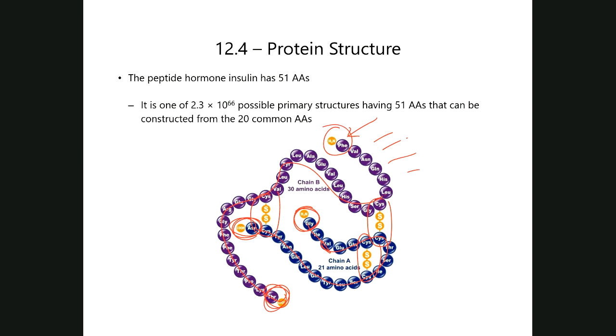Interestingly, 51 amino acids gives 2.3 times 10 to the 66 possibilities. Well, there's a unique sequence that produces the structure that is insulin. And it has to be the amino acids in that particular order joined in this particular way, because otherwise you don't have insulin. You have something else that doesn't do what insulin is supposed to do. So nature has that power to put things together in the way that it needs to, so that the structure that results, which is entirely the result of the order that things were bonded, is what is then going to be able to carry out whatever function needs to be carried out.